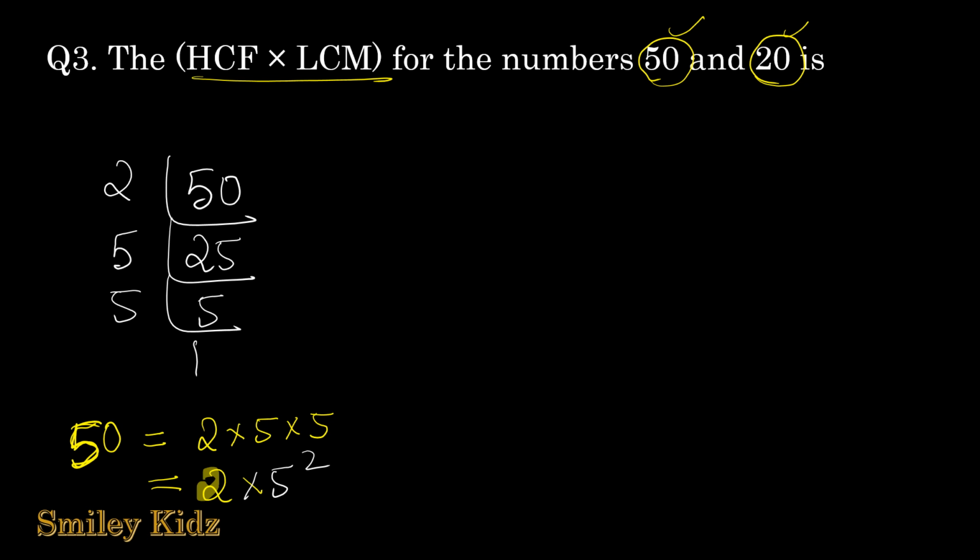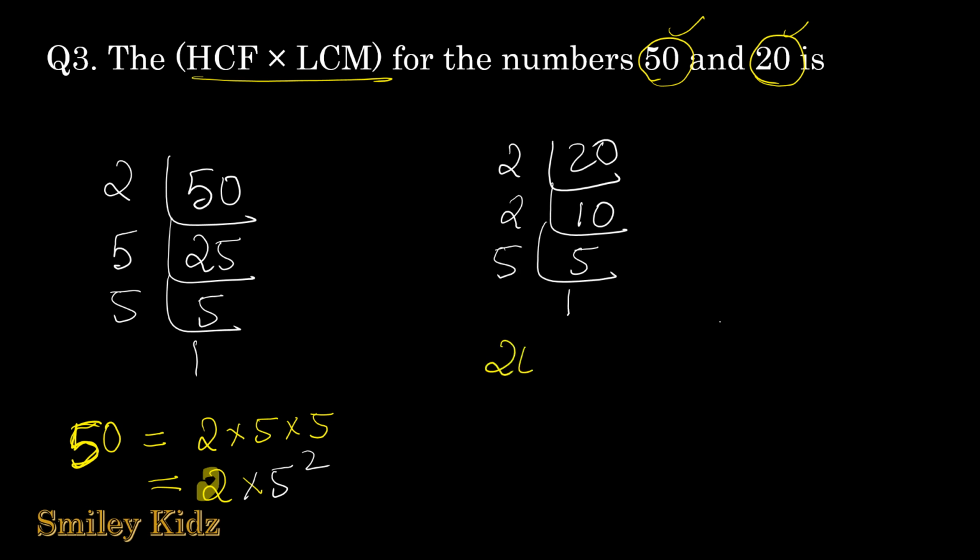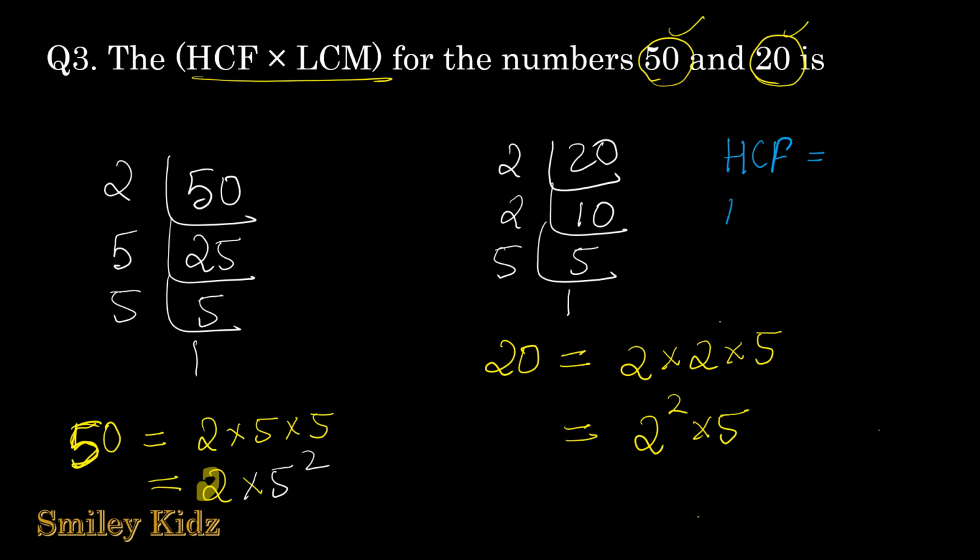Then we're going to find out the prime factors of 20. So here we have 20, 2 times 10, 2 times 5 and 5 times 1. So 20 here can be written in the product of primes as 2 into 2 into 5, which means 2 square into 5. Now we're going to find out the HCF and LCM of these two numbers. So HCF will be equal to the product of the lowest powers.